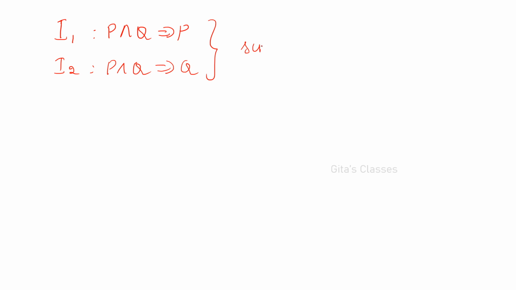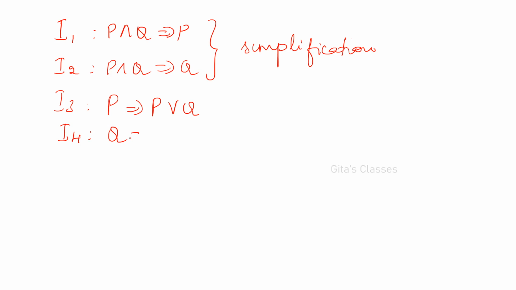Before that, let us recollect the implications. I asked you to remember 14 implications. Let us recollect once. I1, all of you please remember these things. P and Q implies P, and I2 is P and Q implies Q. These two are called simplification. And I3, P implies P or Q, and I4, Q implies P or Q. This is called addition.